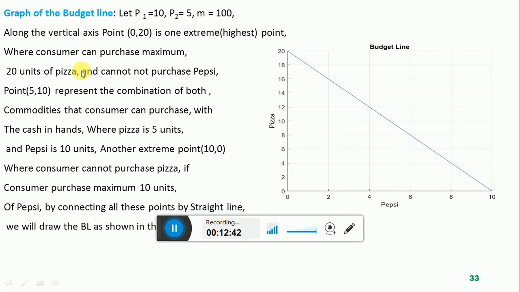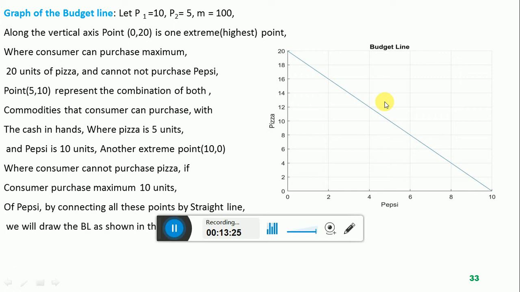And another point is the 5-10 combination. 5 represents 5 units of Pepsi and 10 represents 10 units of pizzas. So this is a combination of both commodities that the consumer needs. The consumer is purchasing 5 units of Pepsi and 10 units of pizzas. So the 5-10 combination means the consumer is purchasing both commodities at a time and spending the total money in hand.